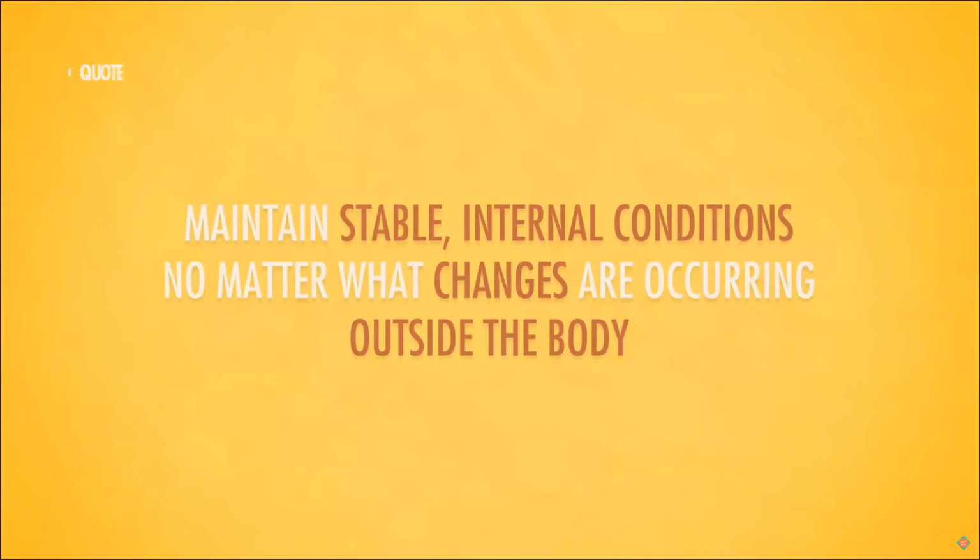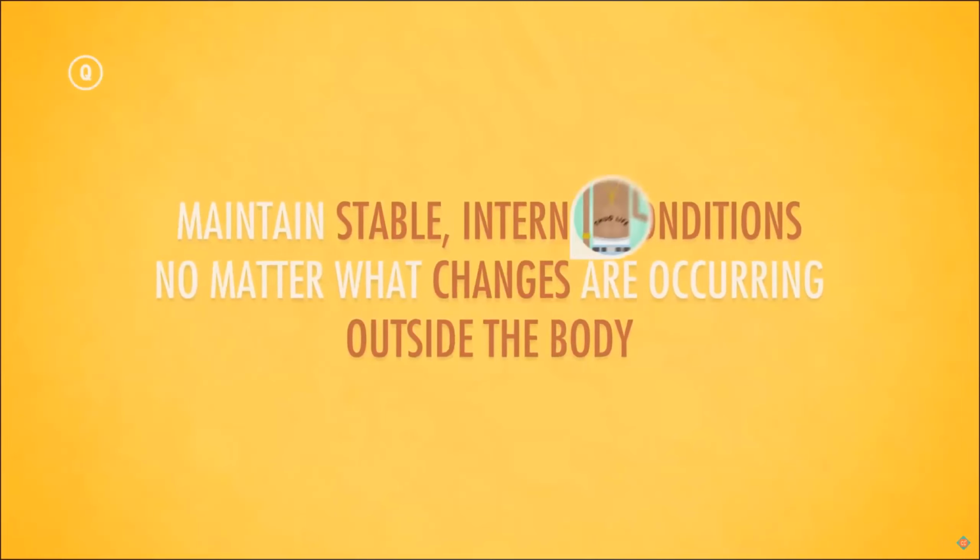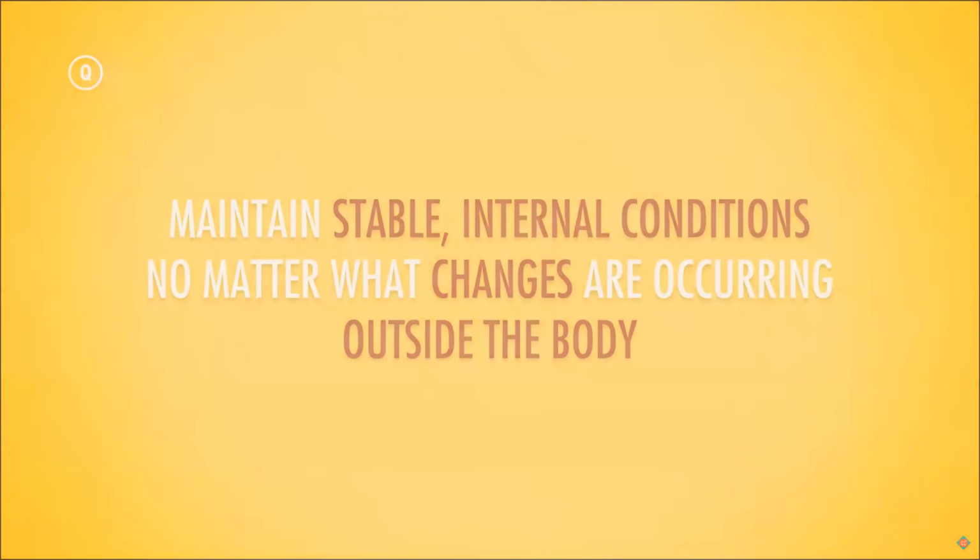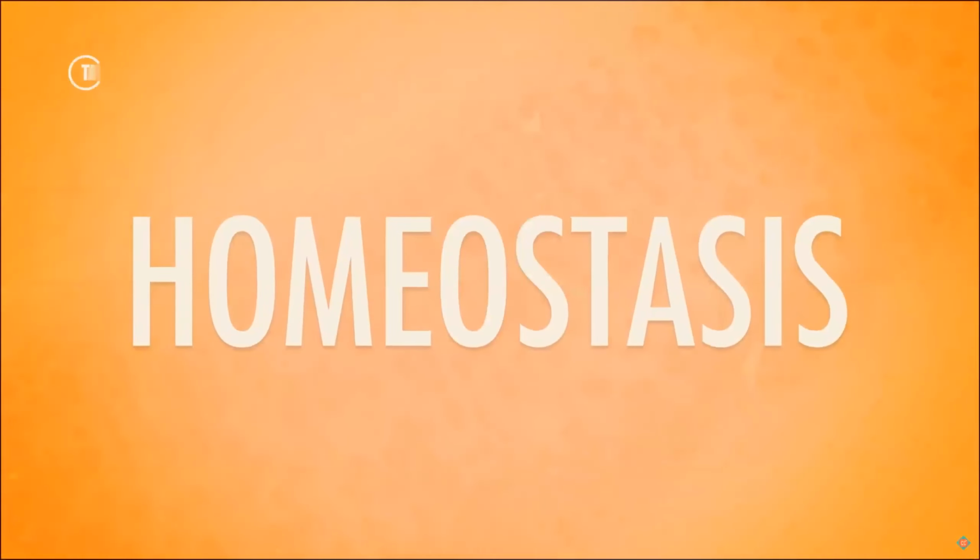Me and you and your dog, we're all glorious, complete organisms made from the precise organization of trillions of cells in nearly constant activity. This ability of all living systems to maintain stable internal conditions no matter what changes are occurring outside the body is called homeostasis, and it's another major unifying theme in anatomy and physiology. Your survival is all about maintaining balance of both materials and energy.